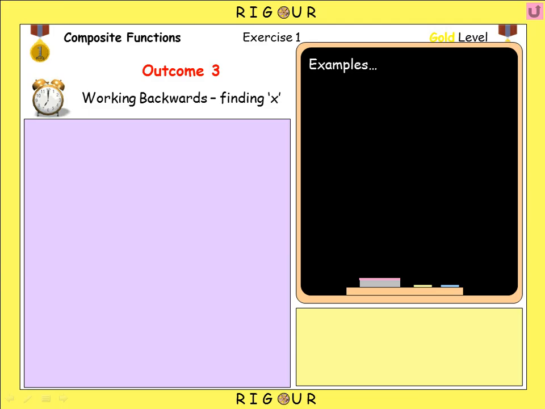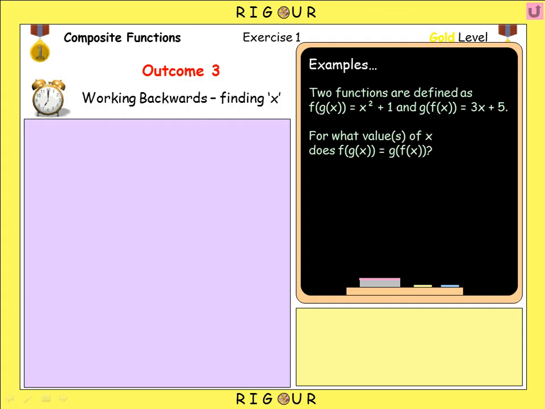Okay, our last outcome we're going to focus on today, working backwards, and that's finding the value of x. So this time again we get two functions, f of g of x is x squared plus 1, and g of f of x, which is 3x plus 5. Only this time it's asking us for what value or values of x does f of g of x equal g of f of x. So we're working backwards this time.